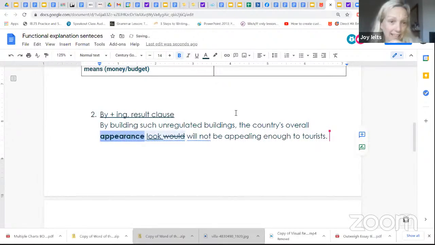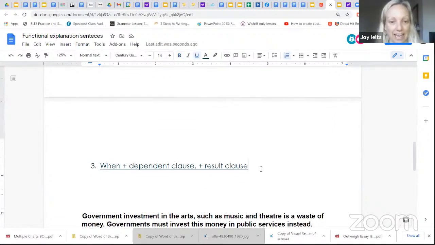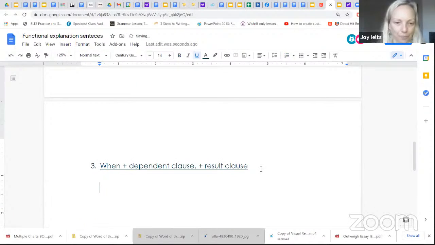Will not be appealing enough to tourists. I don't know if we need the "enough" there, but that's great. Well done, 100 points for trying that structure. And then let's try this last one, when.